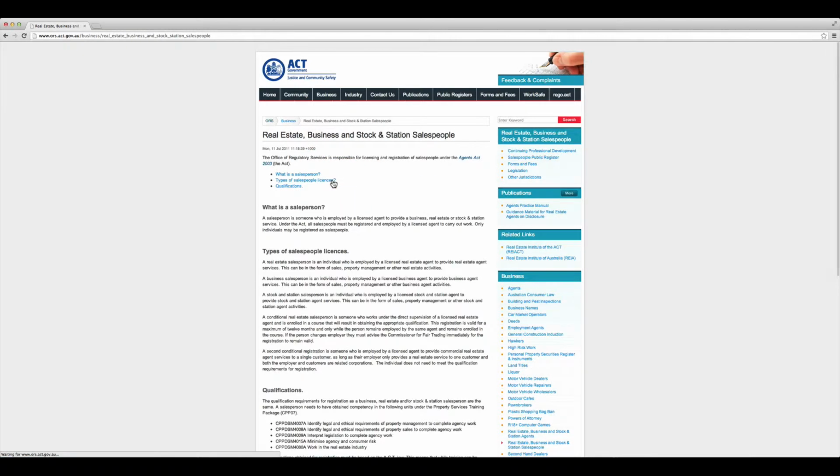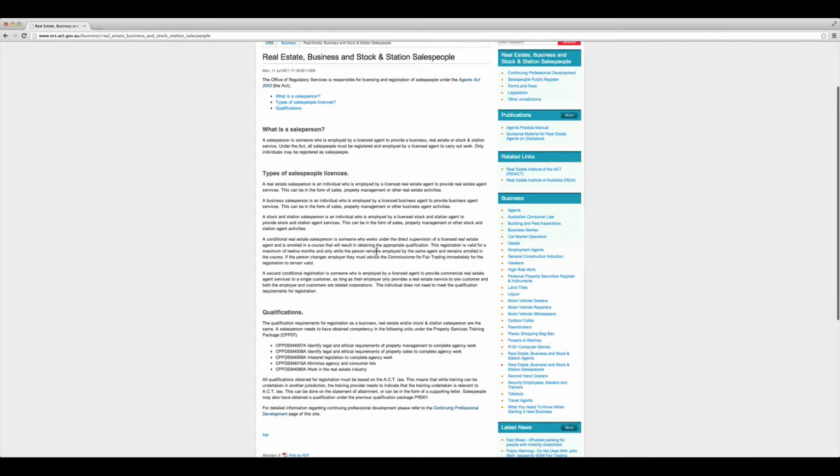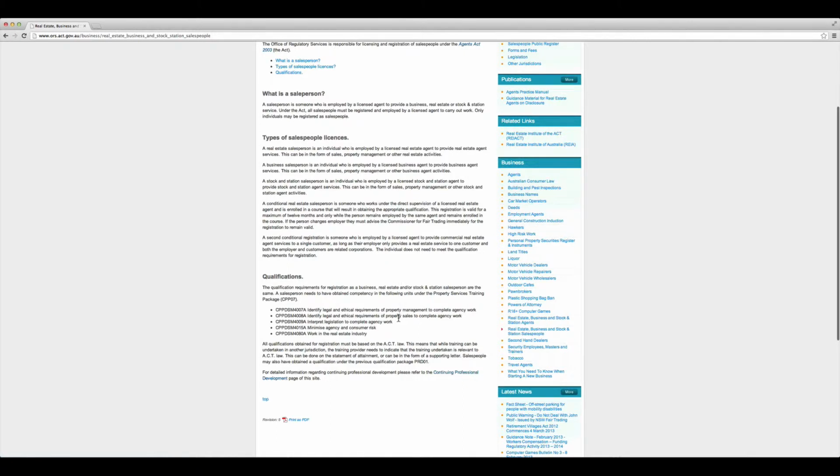Let's click on salespeople. Here you can see that they cover what is a salesperson and particular licenses, but also the qualifications that are required to be a registered salesperson in the ACT. It refers to the unit that we're currently doing at the moment, which is 4080A, work in the real estate industry.